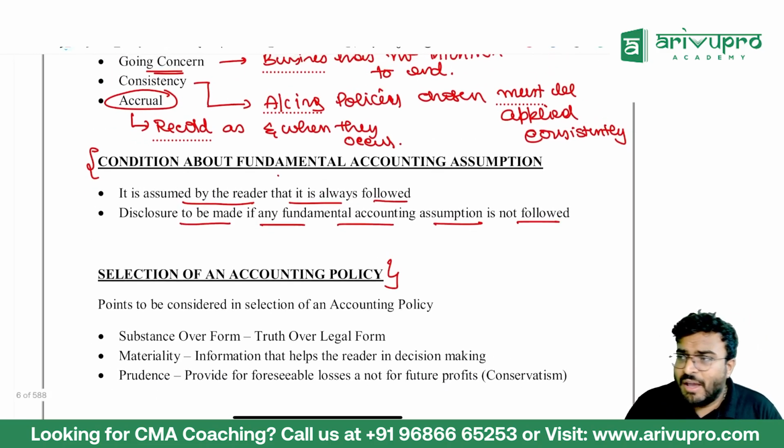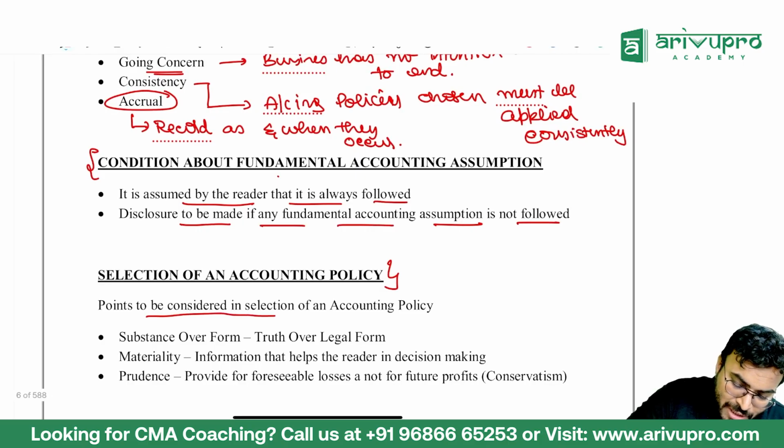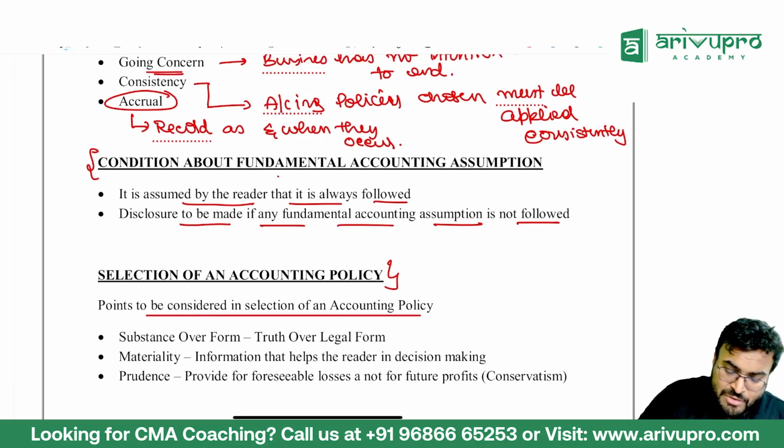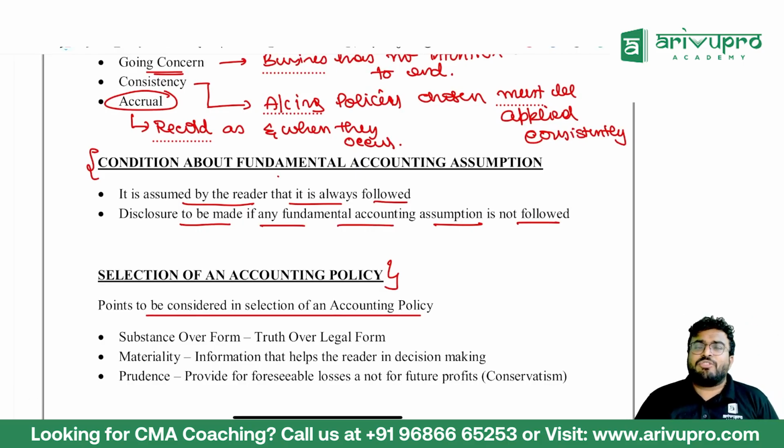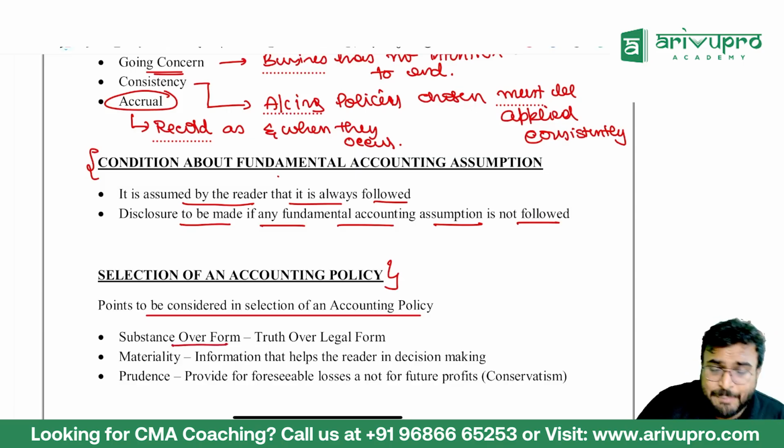Selection of an accounting policy. Points to be considered in selecting an accounting policy. So what should we understand? Whenever we choose an accounting policy, these things we have to keep in mind. First one is substance over form. That means don't see the legal reality, see the truth.